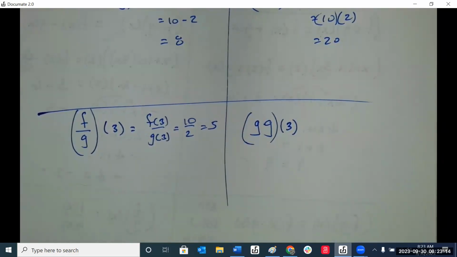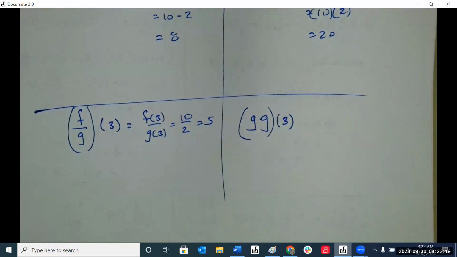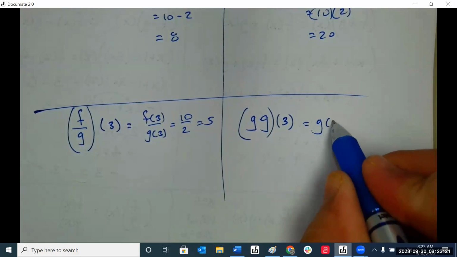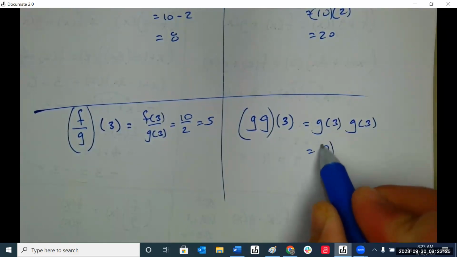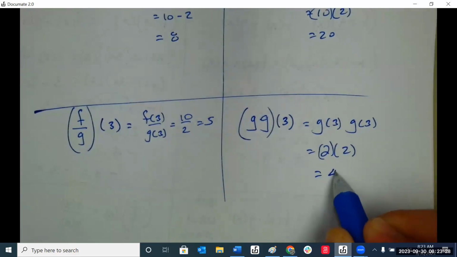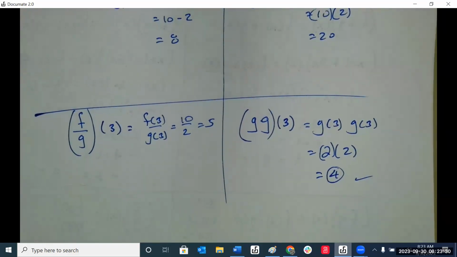How about this last one? Because it's g of 3 times g of 3. 2 times 2, which is 4.